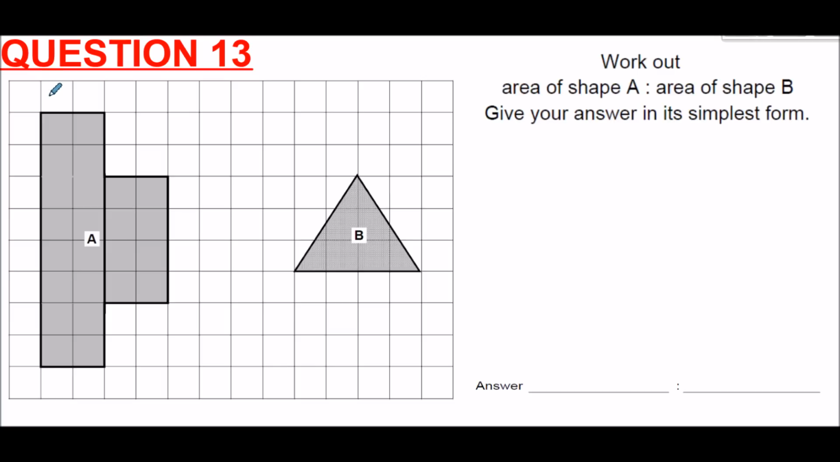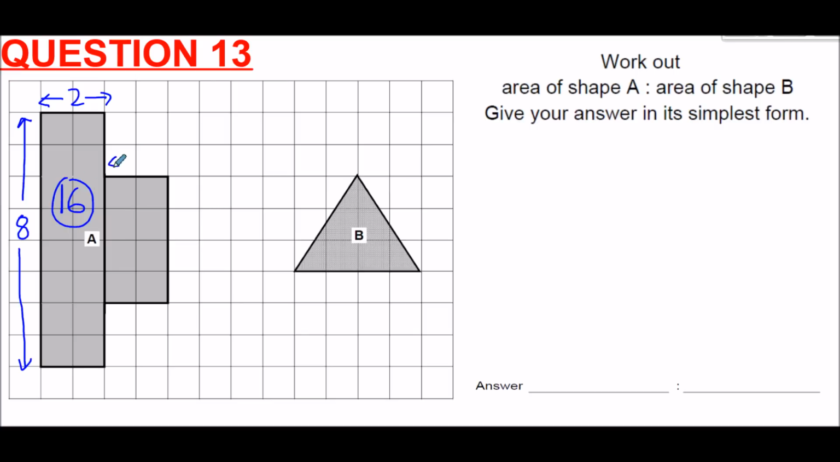is 2 squares along, and it's 1, 2, 3, 4, 5, 6, 7, 8 squares wide, if you'd like. So 2 times 8 is 16. You could, if you wanted to, just count the squares actually, whichever way works best for you.